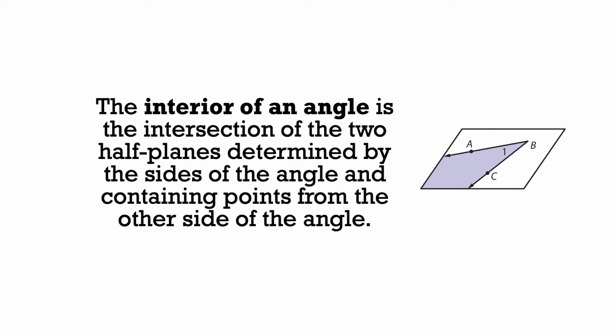The interior of the angle. Interior we know is just another word for the inside. That's the intersection of the 2 half planes determined by the sides of the angle, containing points from the other side of the angle. So all of this shaded part right here, all that purple, now turning to green, that is the interior of the angle. It's the inside.